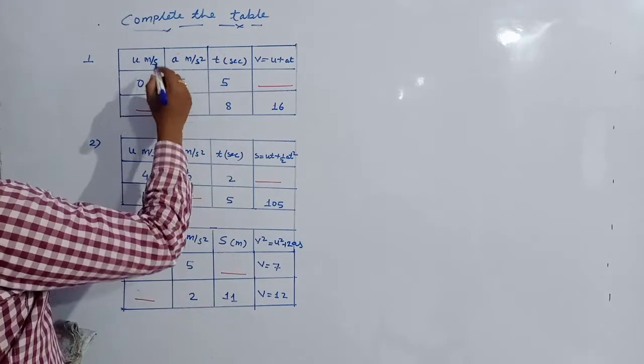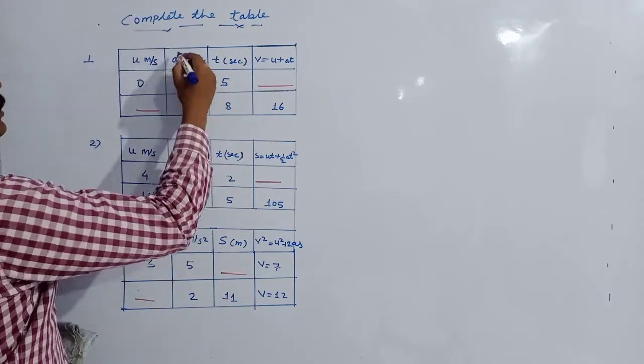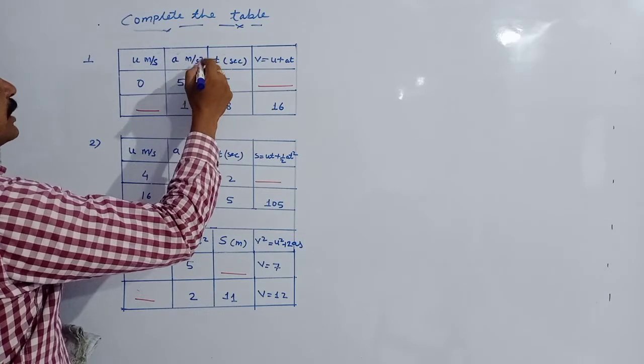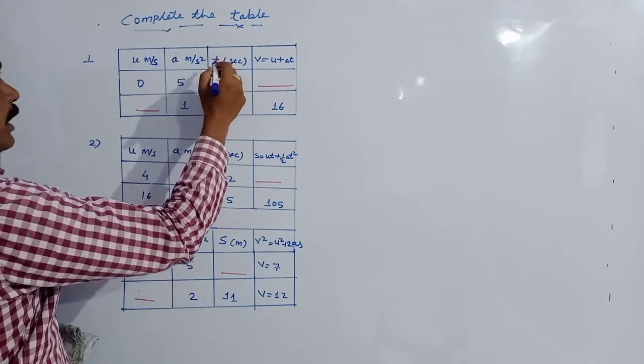The unit of velocity is meter per second. The unit of acceleration is meter per second square. And the unit of time is second.